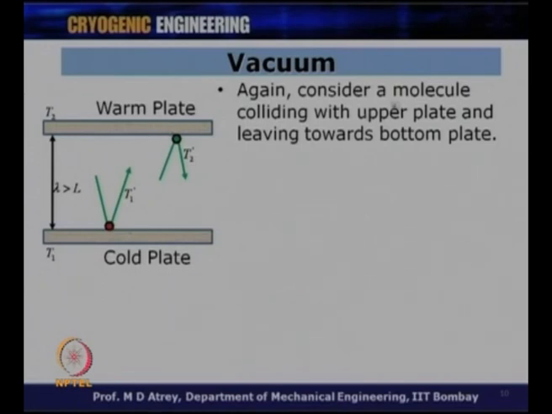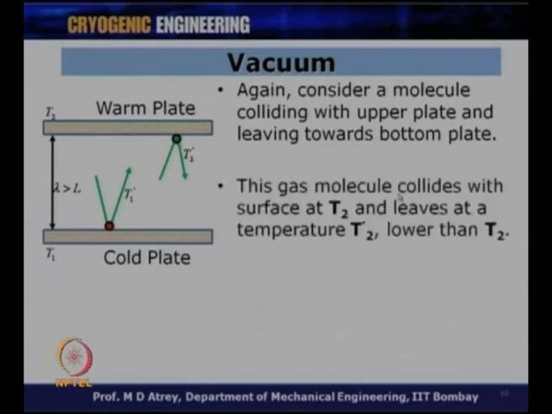So, again consider a molecule colliding with the upper plate and leaving towards the bottom plate. Here a molecule comes and hits the warm plate, and now the molecule we have shown in a different color, blue. This gas molecule collides with the surface at T2. This surface temperature is maintained at T2. The molecule now will leave this plate at a temperature T2 dash, which is lower than T2.